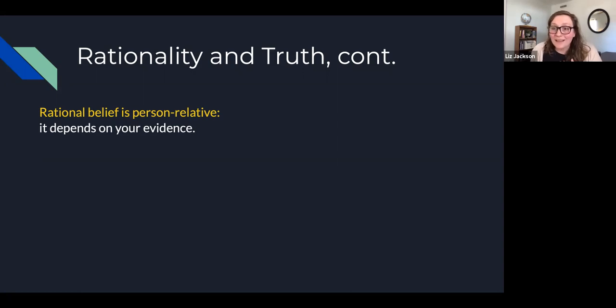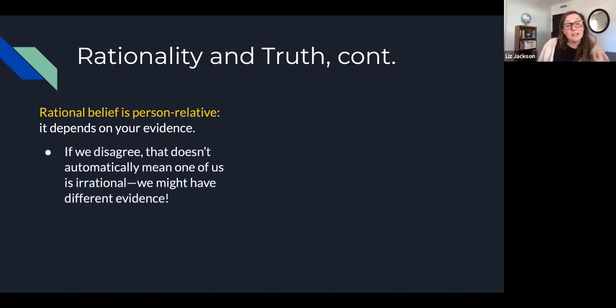And so because of that, it is person relative, because I might have evidence that you don't have, that a third person does or doesn't have, because we're all sort of aware of different facts. And what's interesting about this point about rational belief is that we might disagree. We might disagree on whether it's going to rain tomorrow. But that doesn't automatically mean that one of us is irrational, because we might have different evidence. Maybe you checked a different weather forecast than I did, or maybe you didn't check a forecast at all. So just because we disagree doesn't mean one of us is automatically irrational because of these differences in evidence.